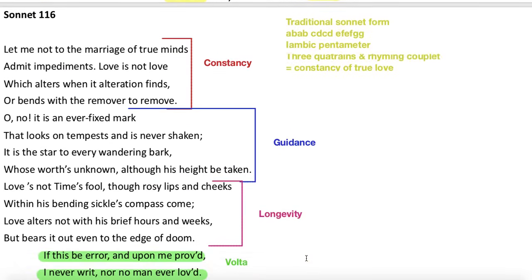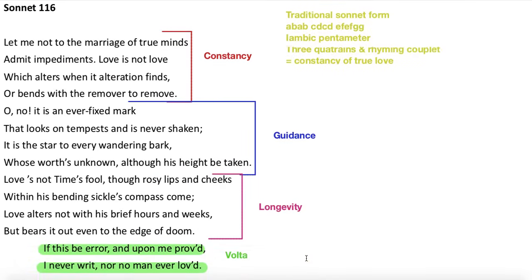So let's look at the structure and form. It is a traditional sonnet, so it follows the rhyme scheme A, B, C, D, E, F, and then finally G, G, the rhyming couplet at the end. It is written in iambic pentameter. Please have a look at my other videos if you need to be reminded of what this is. And like a traditional English sonnet, it has 3 quatrains and a rhyming couplet.